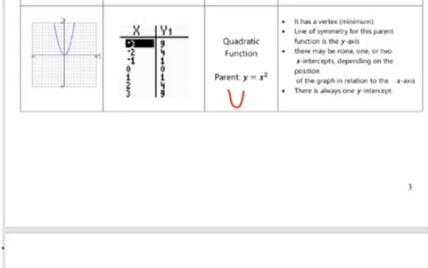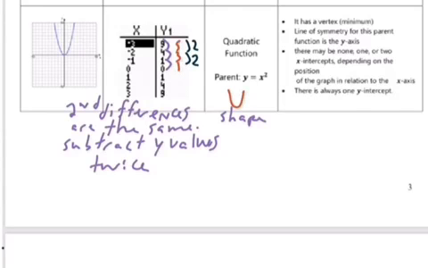Now, as far as looking at the table, you do have to be able to tell whether or not it's a quadratic by looking at the table. When you subtract the y values on a table and you look at your first differences, if those are the same, it would be linear. But in this case, we have 5, 3, and 1.